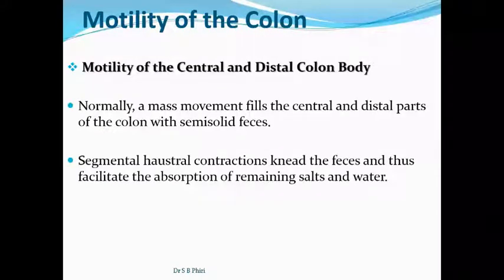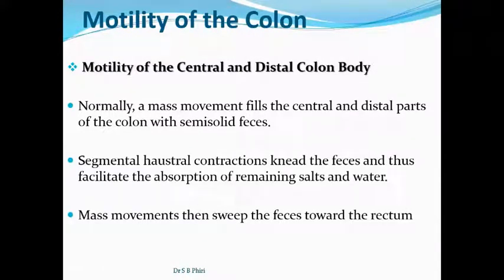So what remained from the proximal colon, when the chyme is pushed into the central and distal colon, there is also some mixing or segmental contractions there that will expose the remaining water and electrolytes to the absorptive surfaces so that more absorption is taking place. So it means the fecal material is becoming more solid now as it's going towards the rectum. So mass movements then will sweep the feces towards the rectum. So you have more of this peristaltic contraction that is now pushing the almost solid fecal material towards the rectum because much of the water now has been absorbed.